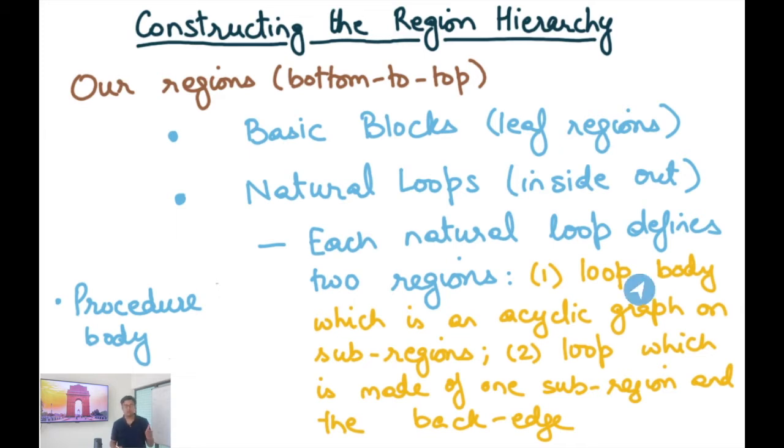One would be the region corresponding to the loop body, which is the acyclic graph of its subregions, and then the loop itself, which is made up of one subregion made up of this loop body, and then the back edge. Recall that the region formed by the loop body is basically nothing but the region formed by the loop without the back edge, and so conversely the region formed by the loop is nothing but the region formed by the loop body plus the back edge. And finally the top level regions are going to be the procedure bodies.